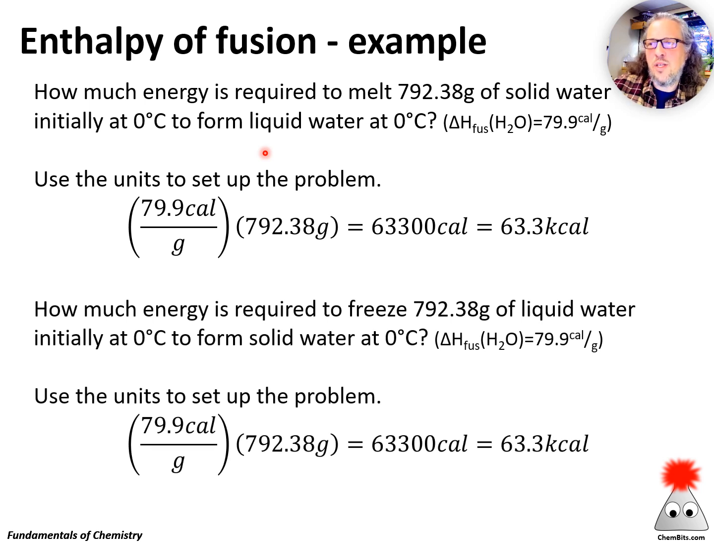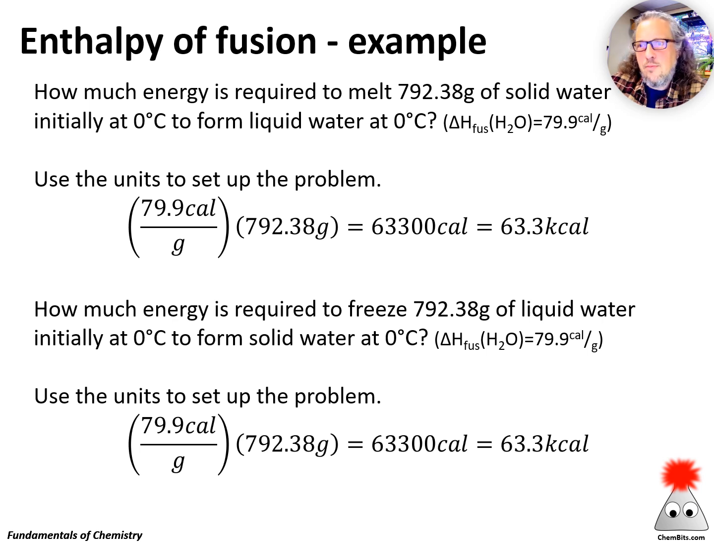What if we take 792.38 grams of liquid water initially at 0 degrees C and form solid water at 0 degrees C? Well, this is the same process, it's just going in the other direction and the same amount of material, so it's the same energy as before. Now, the difference here is just the direction that energy is going. Is that energy going from the system to the surroundings, or is it going from the surroundings to the system?